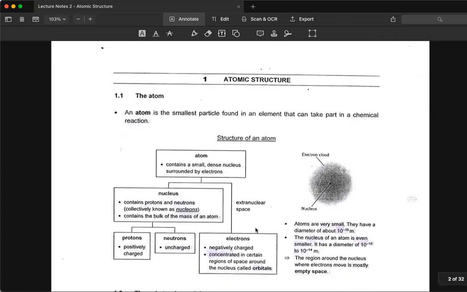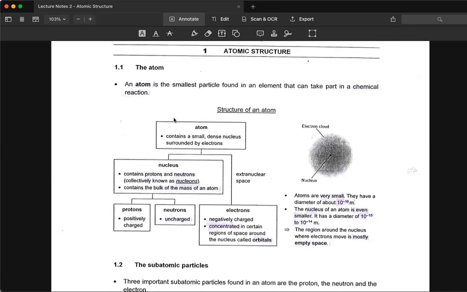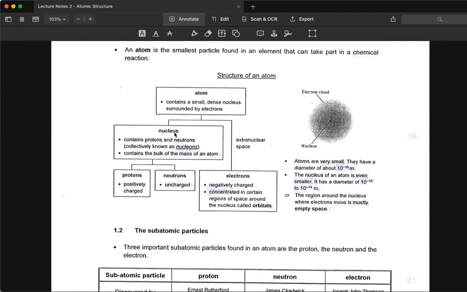Now, atomic structure. So starting with what is an atom? An atom is the smallest particle found in an element that can take part in a chemical reaction. So an atom consists of a small dense nucleus surrounded by electrons. And in the nucleus, there are protons and neutrons, collectively known as nucleons, and they contain the bulk of the mass of an atom.